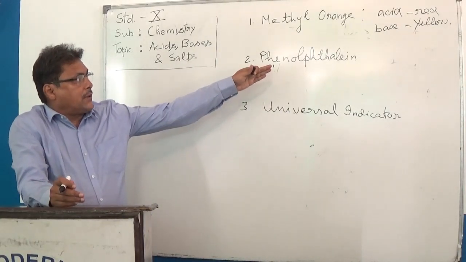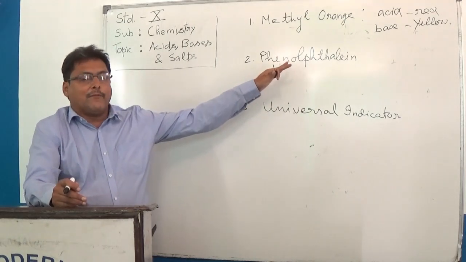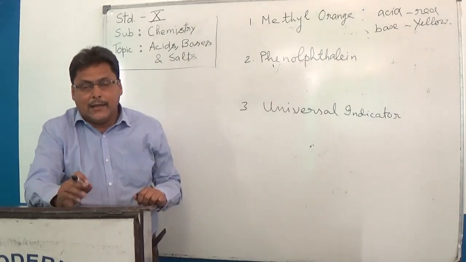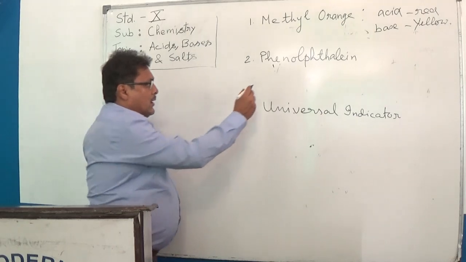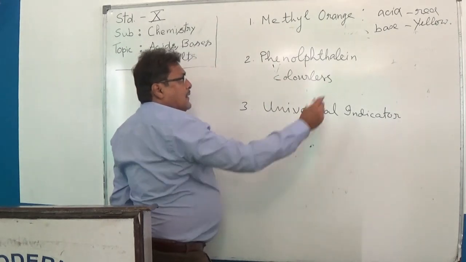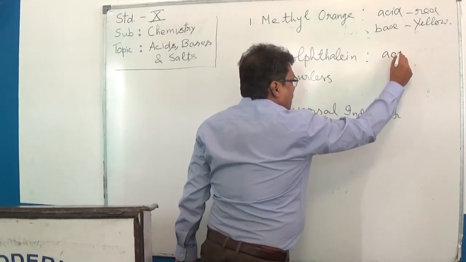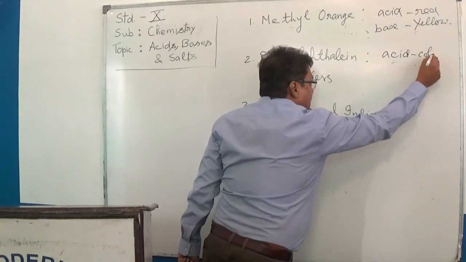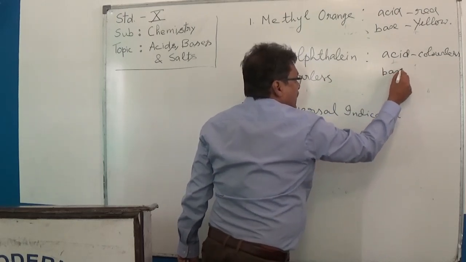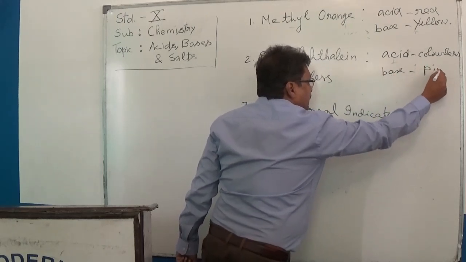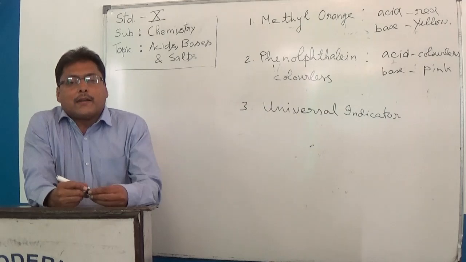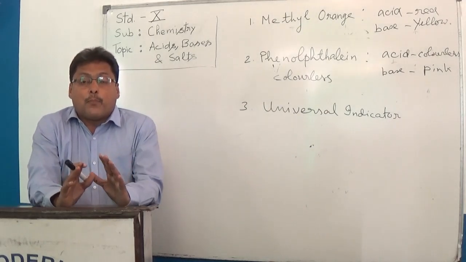Another one is phenolphthalein. Notice the spelling carefully. PHENOL. Now this is a chemical which is colorless. In acid, it remains colorless. But in base, it becomes pink. This is another man-made visual indicator.